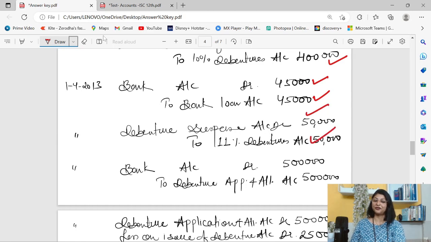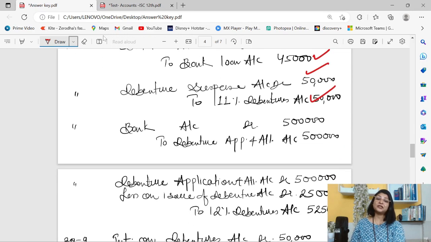So we have passed the entry for this. Now, students, a very important thing you have to bear in mind is that interest on these kinds of debentures is not given on the debentures which are issued as collateral security. So you have to be very careful while doing the interest calculation in this question.